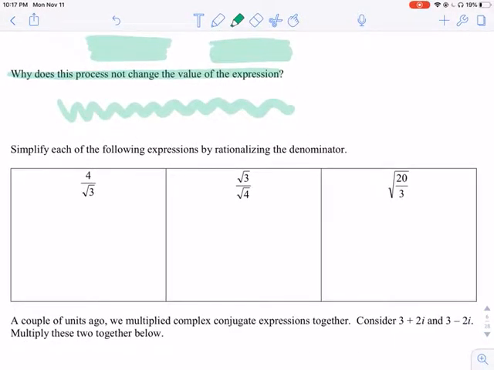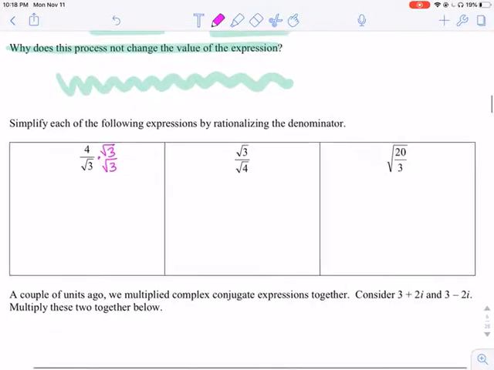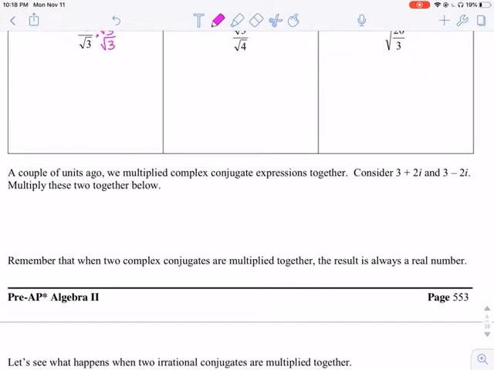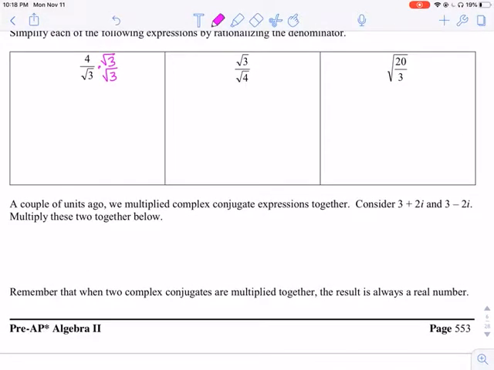You're going to go ahead and rationalize each of these denominators. I'll get you started on the first one. You're going to multiply by square root 3 on top and on bottom. Go ahead and complete that. And then we're going to remember our use of i. So we're multiplying this number and this number. Go ahead and pause if you're still here. Do these problems.